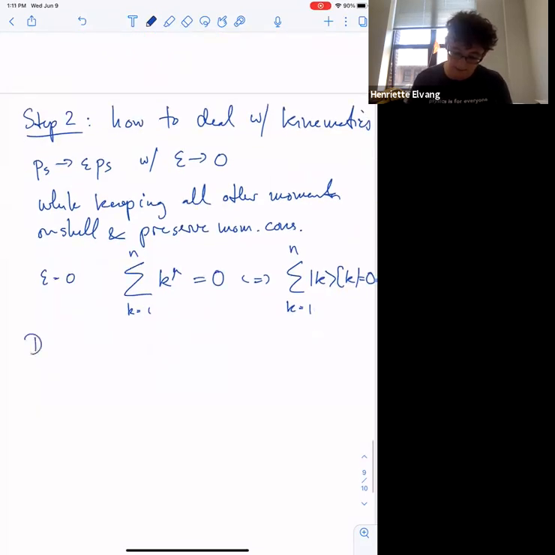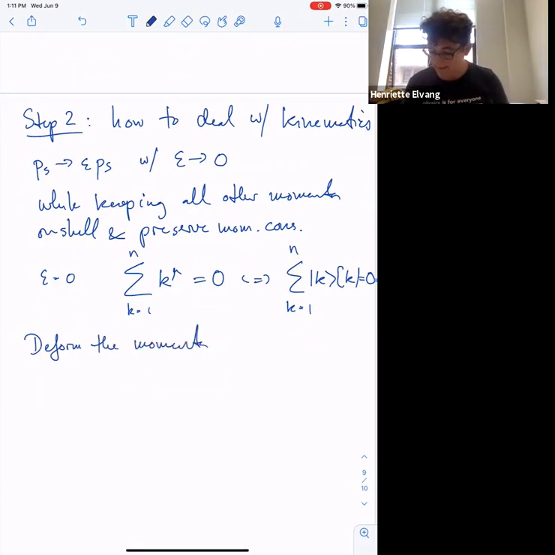And the answer is that we deform the momenta by taking new momenta that we will call P_S hat and K hat. And these will be on shell, so I can write them in terms of spinor helicity variables.